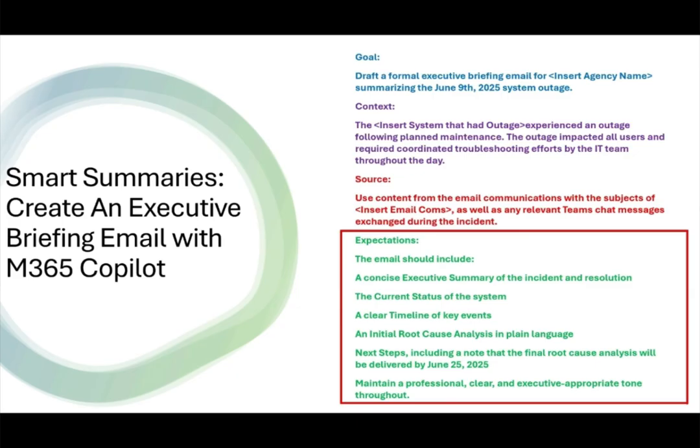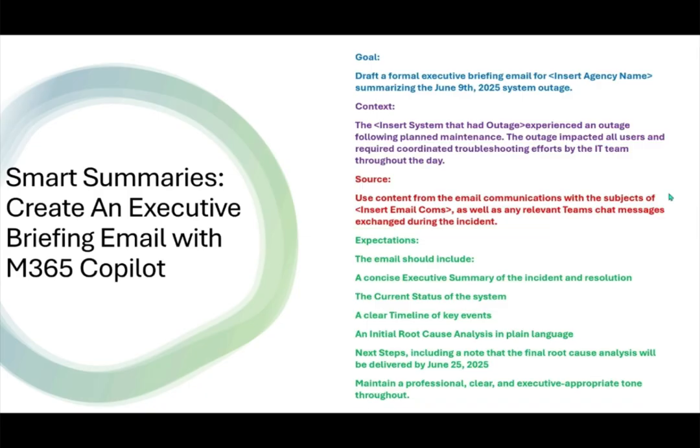This is going to be a concise executive summary of an incident resolution. I'd like a current status of the system. I want a clear timeline of the key events, an initial root cause analysis, and then also our next steps, indicating that a final root cause analysis will be delivered by June 25th. Finally, I want to maintain a professional, clear, and executive-appropriate tone throughout.